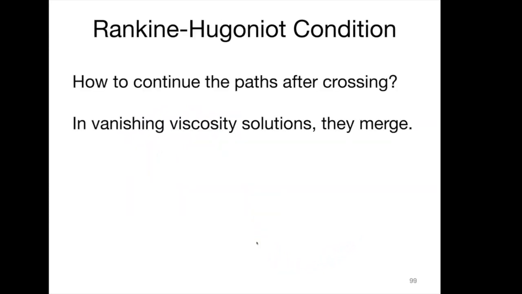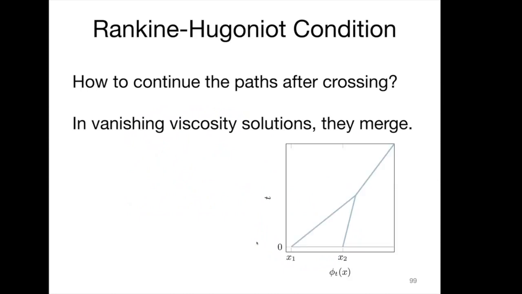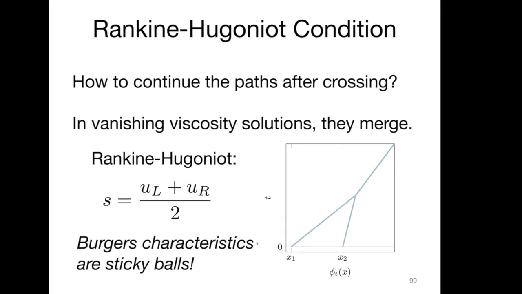And so the interesting question, of course, is what happens to these characteristics after they cross, after we form a shock. It turns out that the physical way to continue this characteristics picture is to say that the characteristics are merging. That basically means that the Burgers particles, the gas particles that the Burgers equation describes, are like sticky balls. When they collide, they stick together and move with their average velocity, to conserve momentum, but they dissipate as much energy as possible, which is why they operate according to a fully inelastic collision.